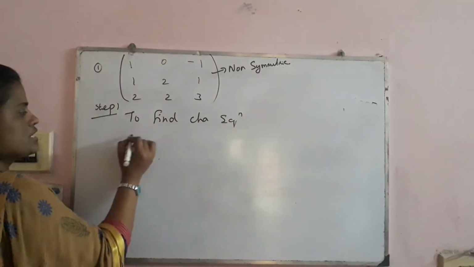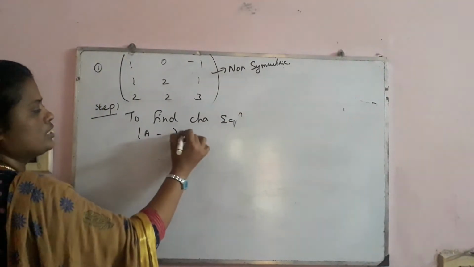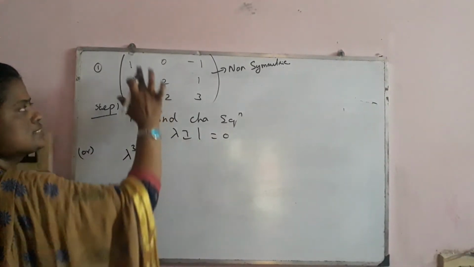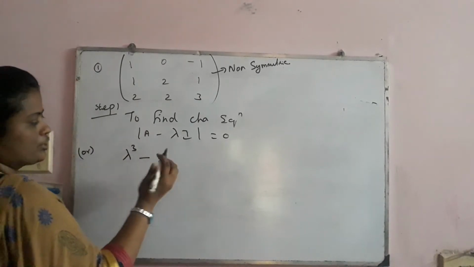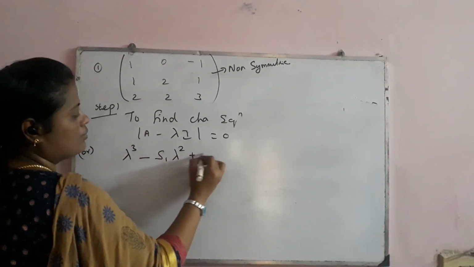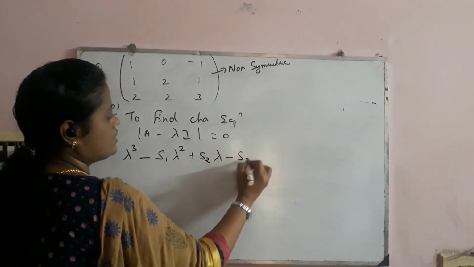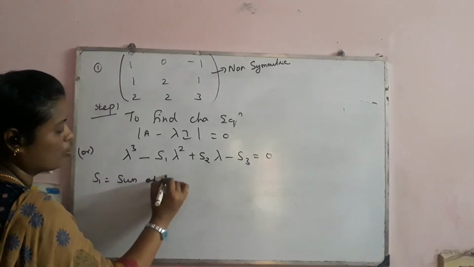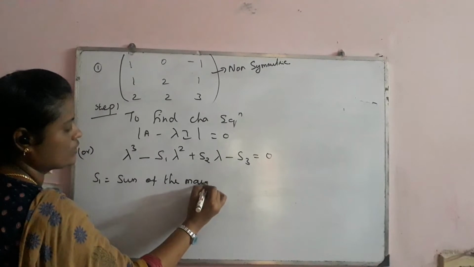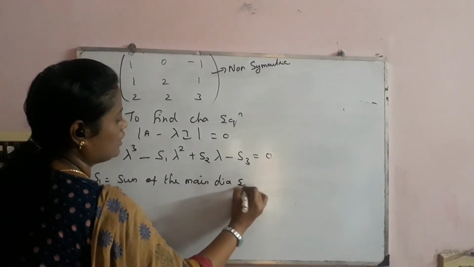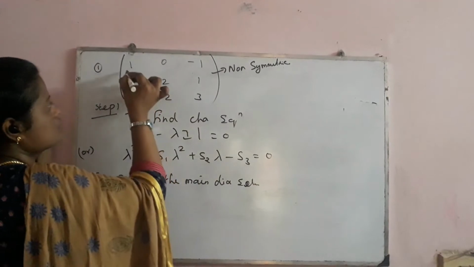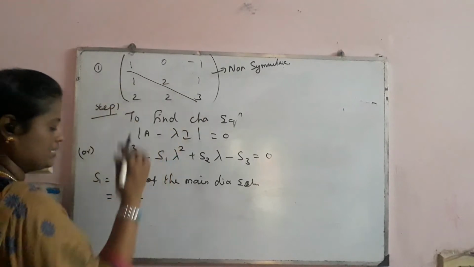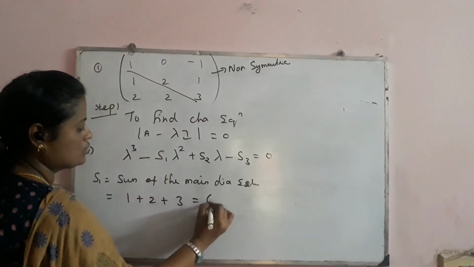What is the characteristic equation? A minus lambda I equal to 0, or else, since this is a 3 cross 3 matrix, it is lambda cube minus S1 lambda square plus S2 lambda minus S3 equal to 0. S1 is the sum of the main diagonal elements. This is the main diagonal, as well as the leading diagonal: 1 plus 2 plus 3, which is equal to 6.